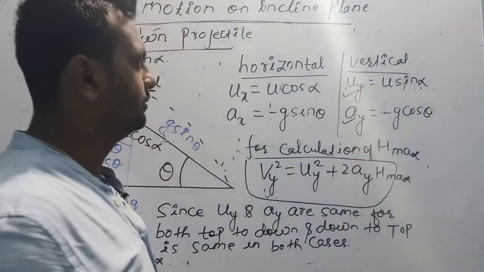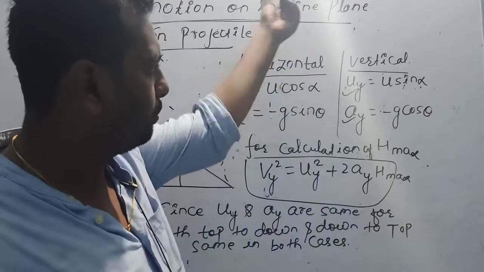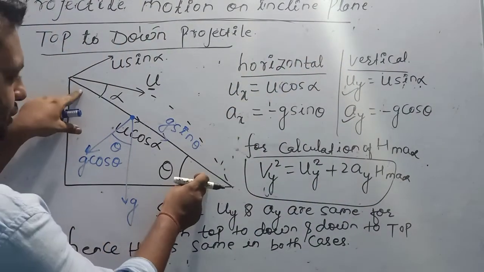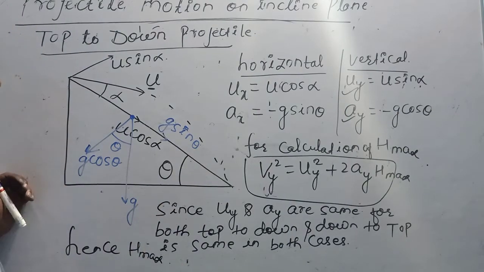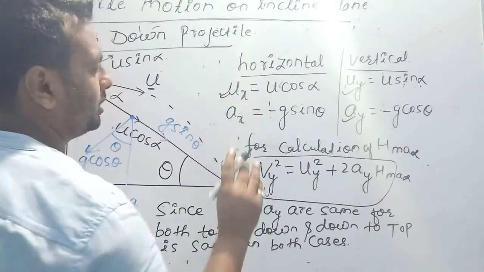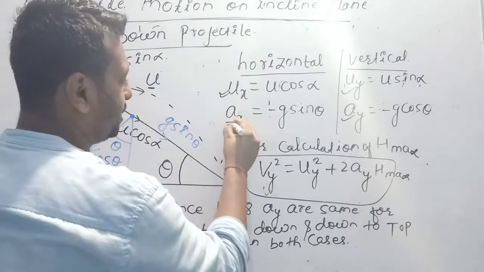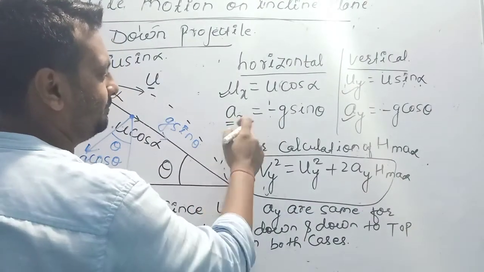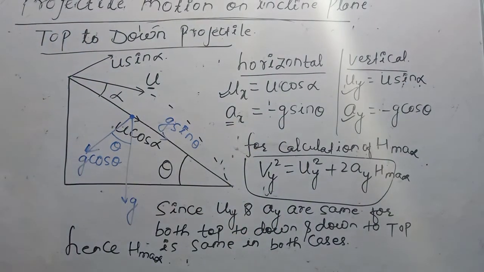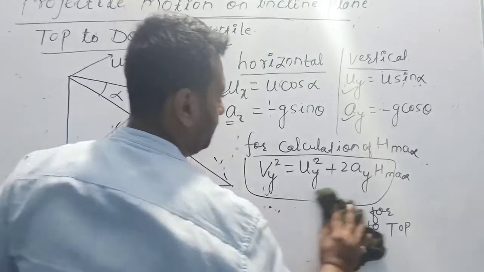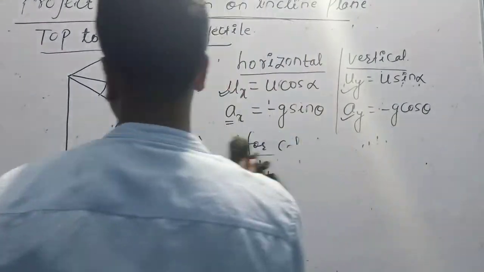These two values are same for both down to top and top to down. For calculating range, we need only x component. Ux is same in both the cases, either top to down or down to top. But acceleration due to gravity's x component is different in both the cases. So we will have to calculate range. Range will differ in both the cases.